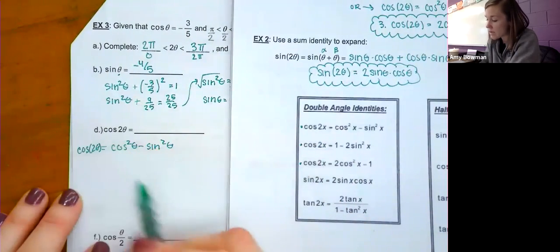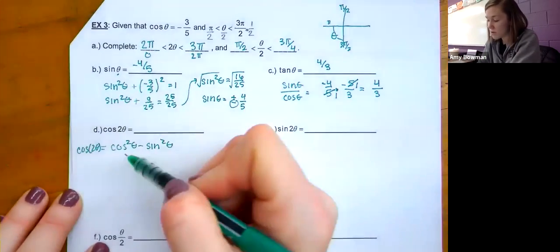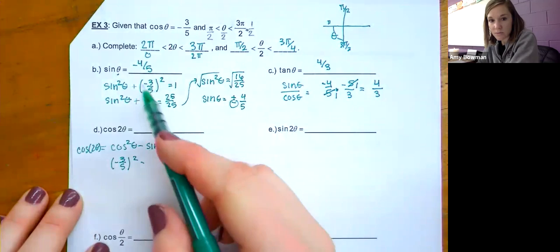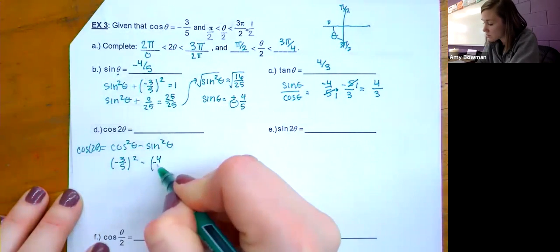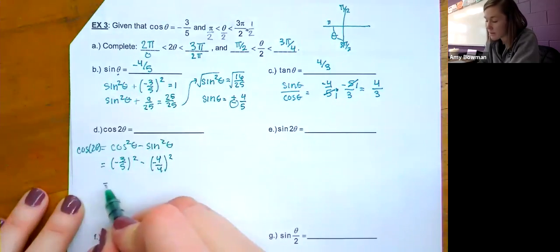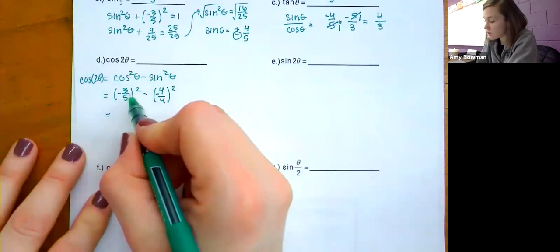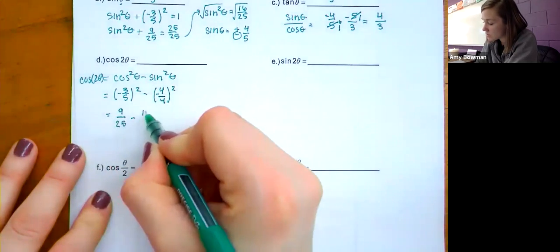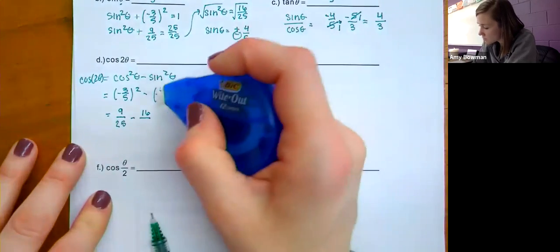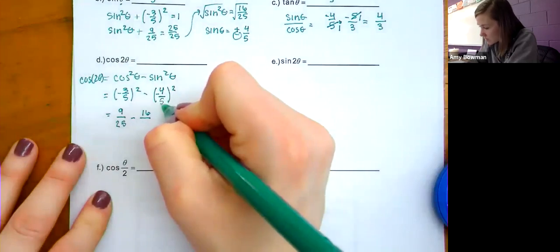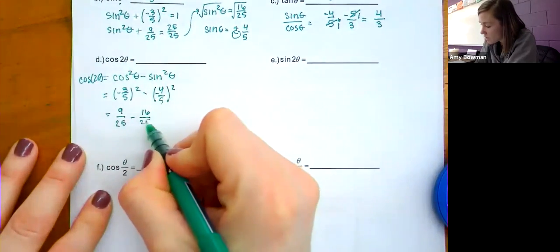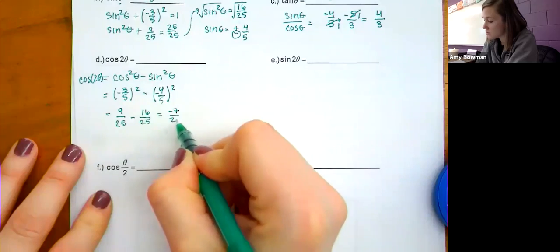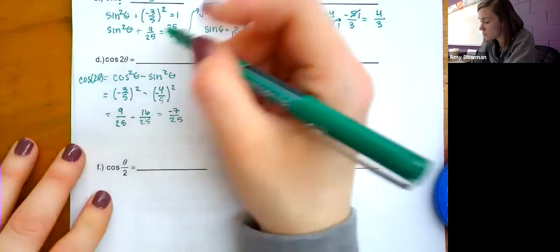Cosine of 2 theta. Now, I know cosine and sine, so I can just easily find their squares. Cosine squared, so negative 3/5 squared, minus sine squared. We just found sine to be negative 4/5. And then I'm going to square each of these. So negative 3 squared is positive 9, 5 squared is 25, minus negative 4 squared is 16, over 5 squared is 25. Sorry for all my errors today, yikes. And then I simplify. They have the same denominator, so just subtract. 9 minus 16 is negative 7/25. That is the exact value of cosine of 2 theta.